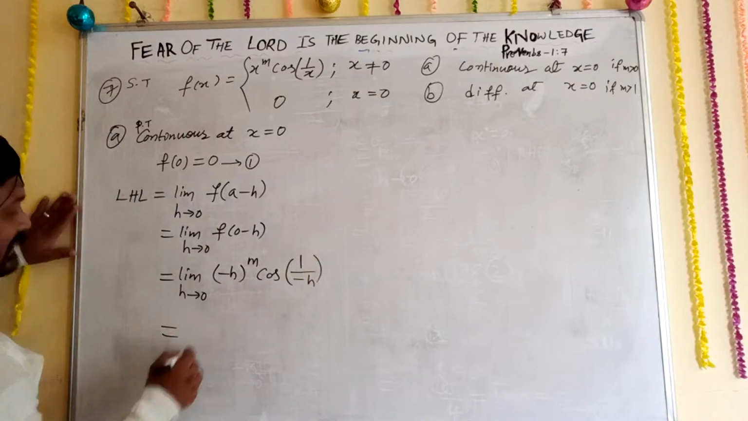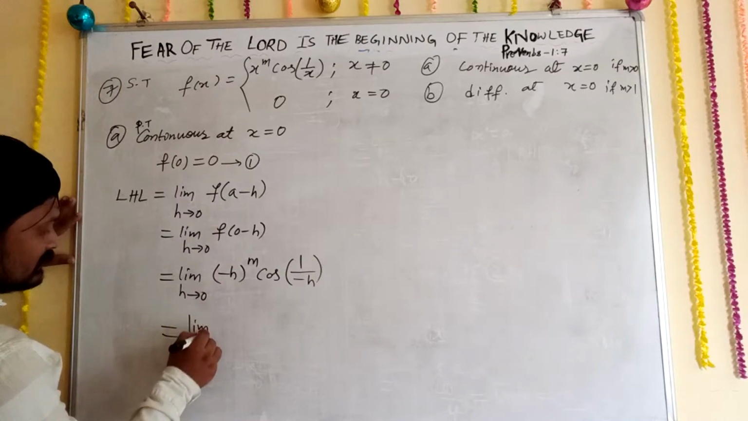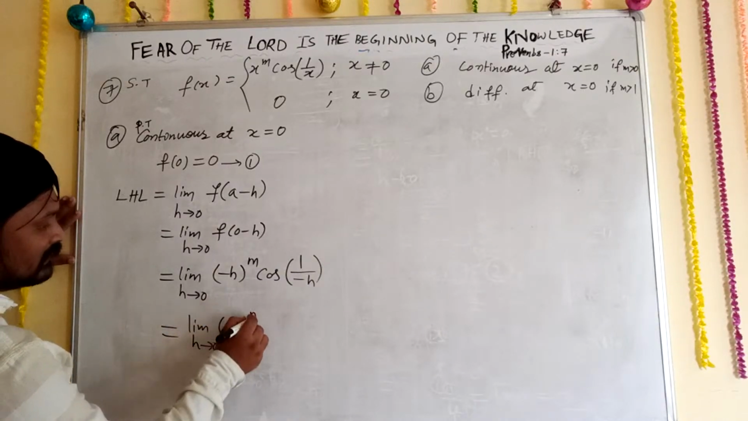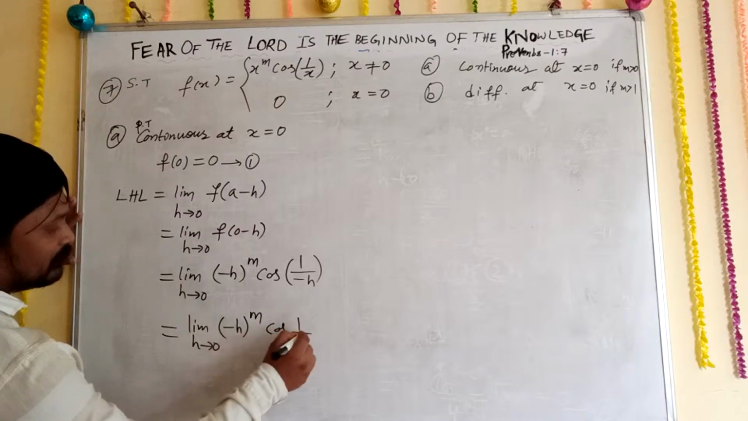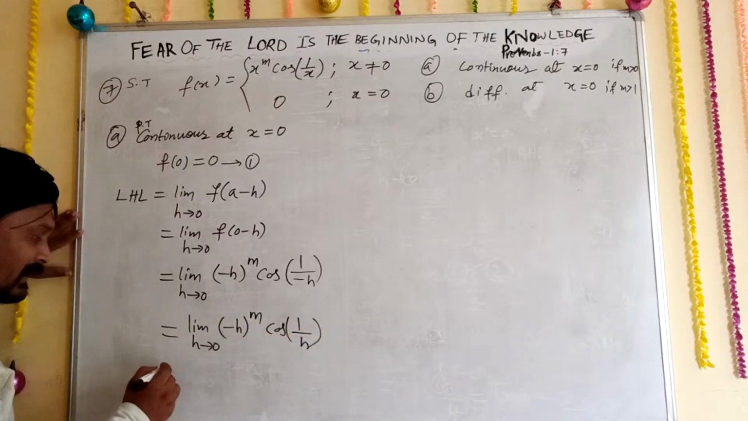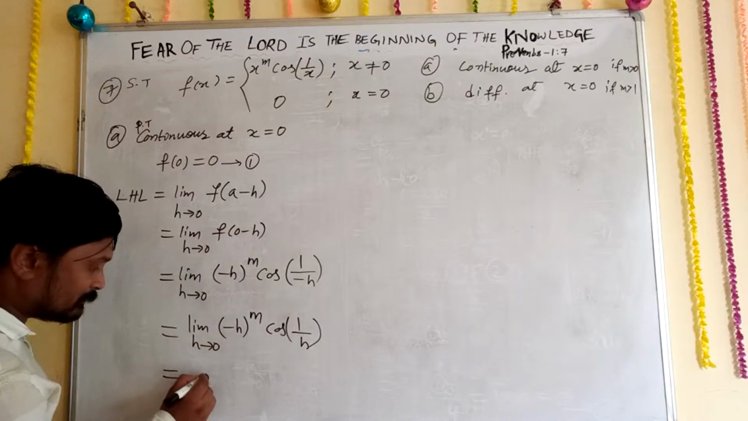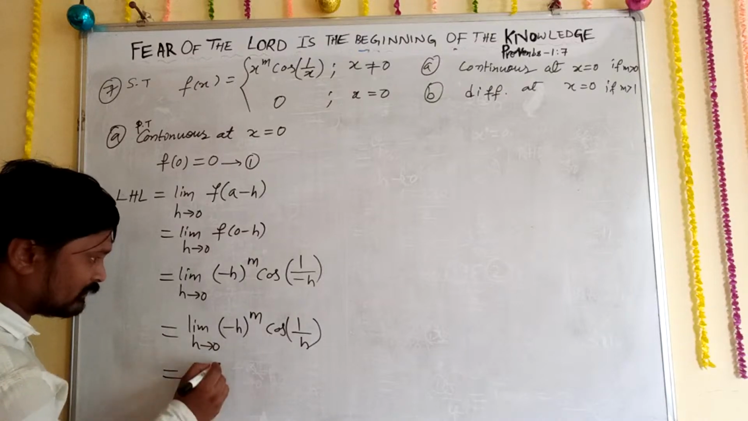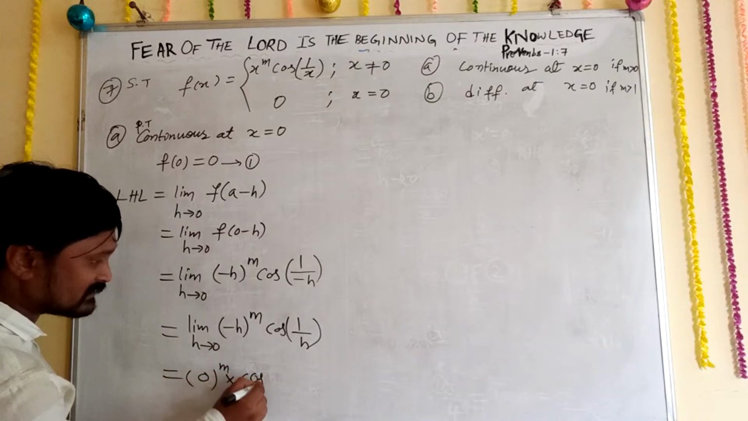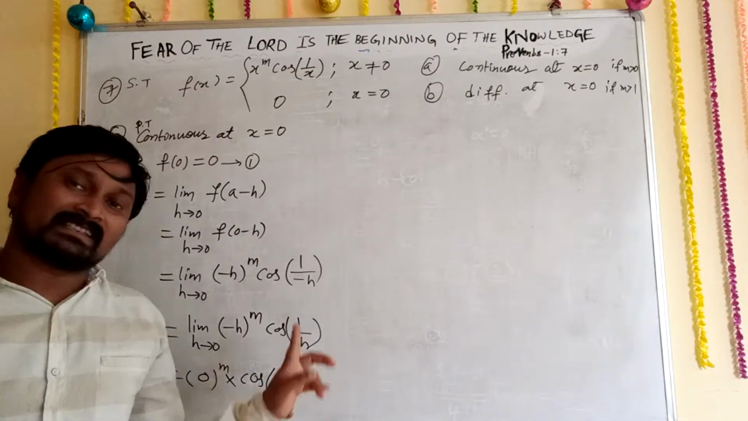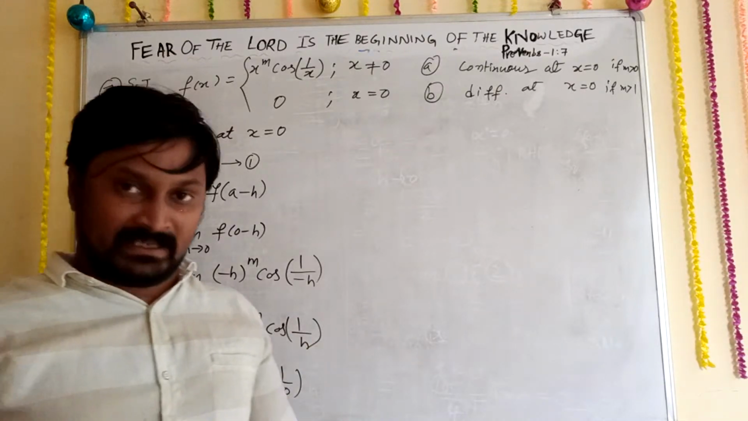So now you can write this as limit h tends to 0, minus h whole power m cos 1 upon h. Now what I am doing is removing the limit and substituting 0. So minus 0 means 0, 0 power m into cos 1 upon 0. So cos infinite means again it is not at all defined.